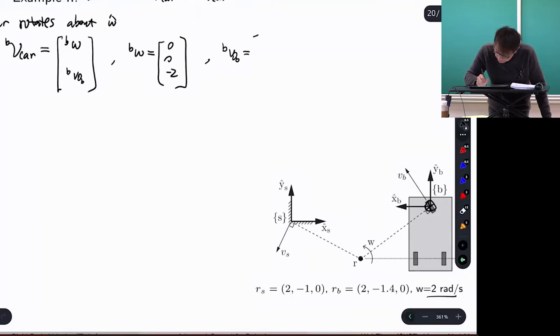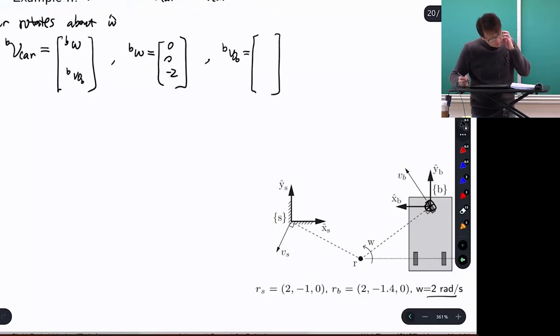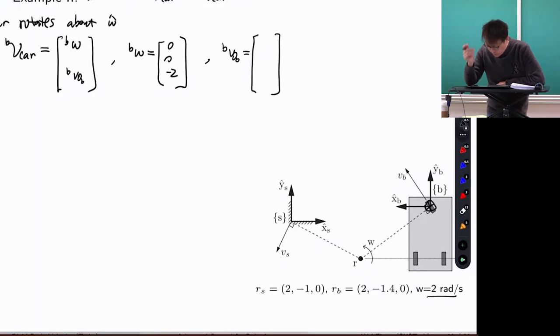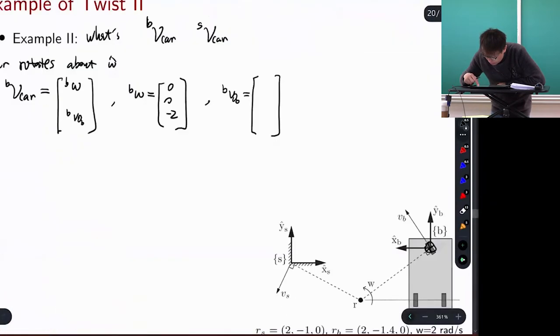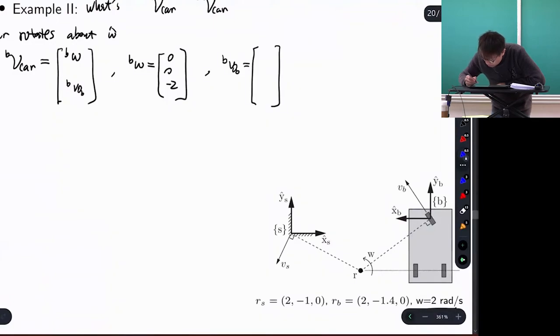And in B. So does this point move or not? It's a body-fixed point currently coinciding with this location, right? So let's use another color. Let's use blue. So this is my O of B, right? This point, you can think about this point as already on the body. It's already body fixed. So what's its linear velocity?